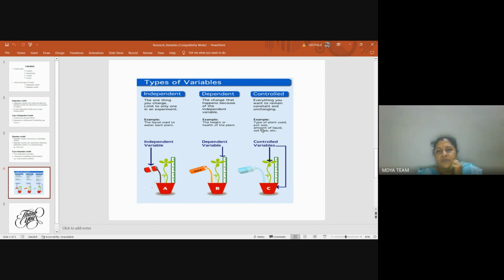So as far as variables are concerned, only these things are needed. Any doubt on variables? If no doubt, we can move on to hypothesis.